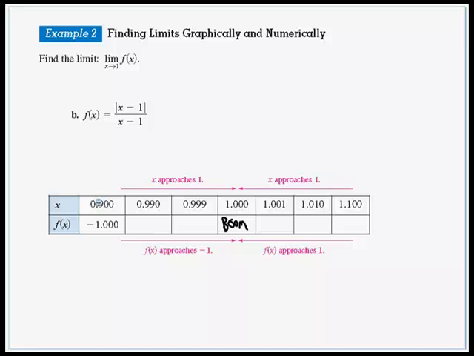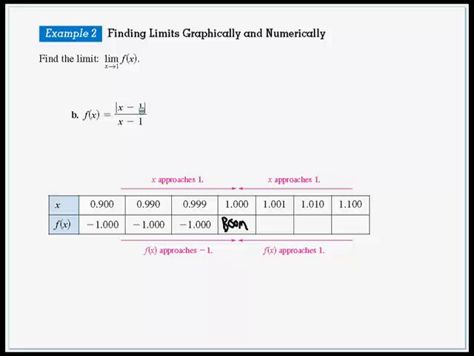So 0.9 was close. We're getting even closer to 1, 0.99. And we see our calculator gives us an output of the same, negative 1. Plug in 0.999, and we get the same output, negative 1. So as we approach from the left side, from numbers less than 1, our limit looks like it's approaching negative 1. Now let's hop on the other side, numbers greater than 1.